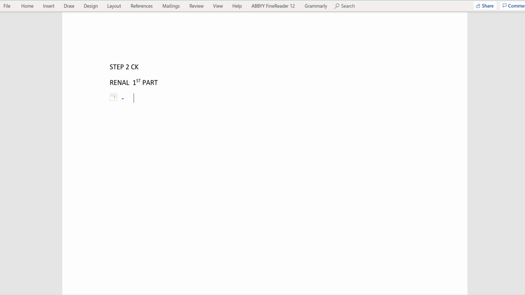Renal ultrasound to check the stone. Oh, CT. Do CT. Excellent, good job. Non-contrast. You do a non-contrast CT scan, because it's a radiolucent stone.